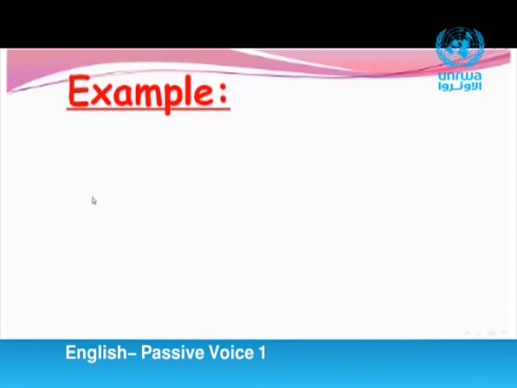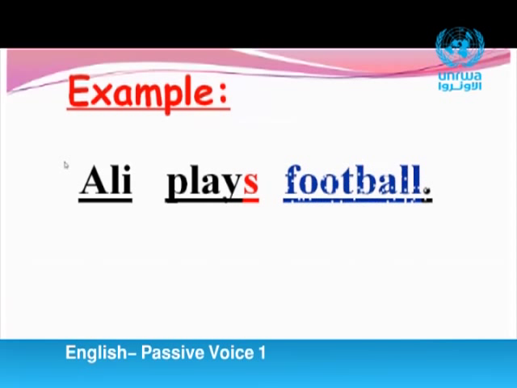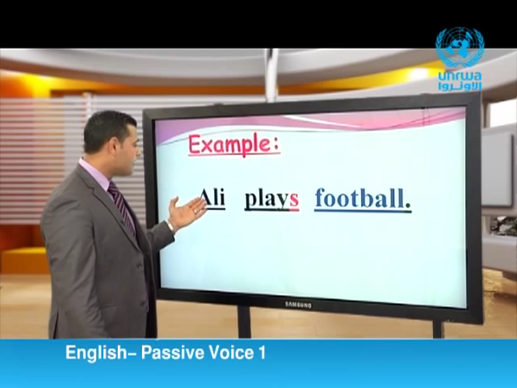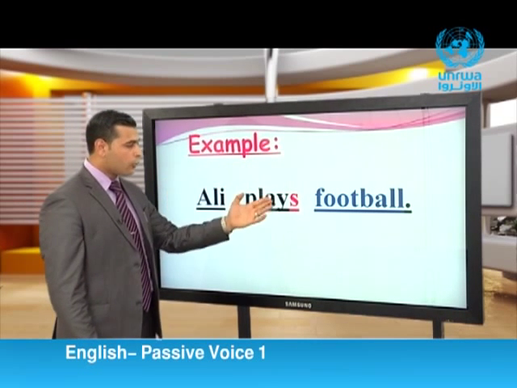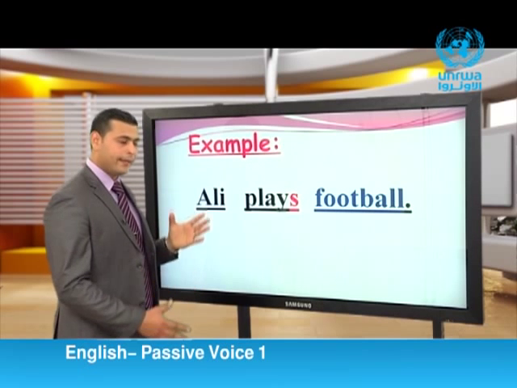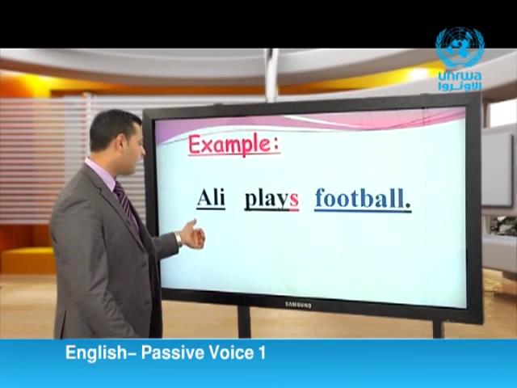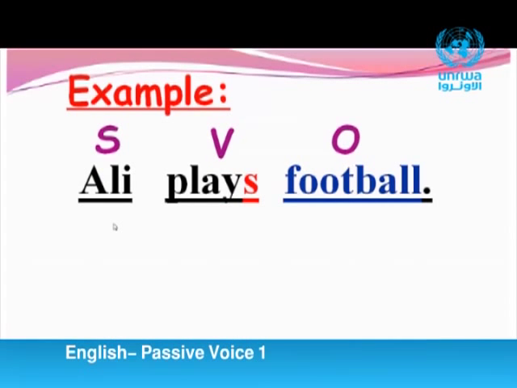Example. Ali plays football. If we look at this sentence, we will find Ali is the subject, plays is the verb, football is the object. Ali is the subject, plays is the verb, and football is the object of this sentence.